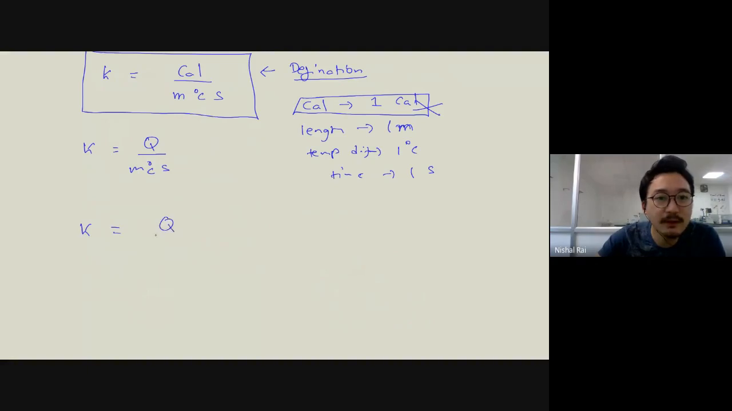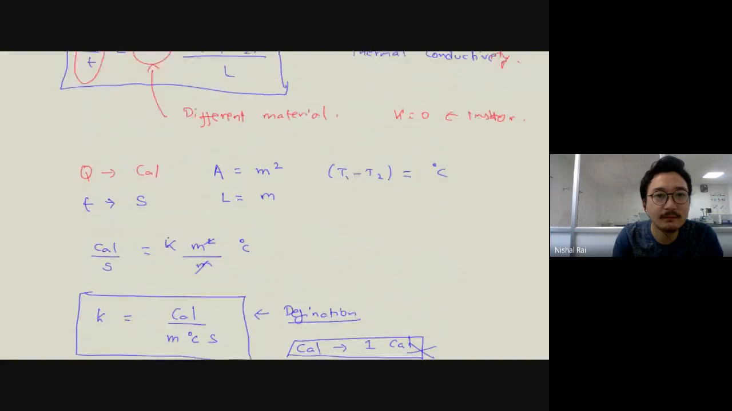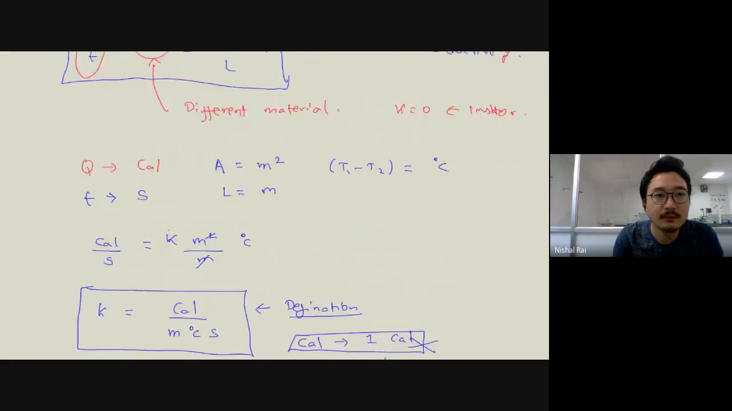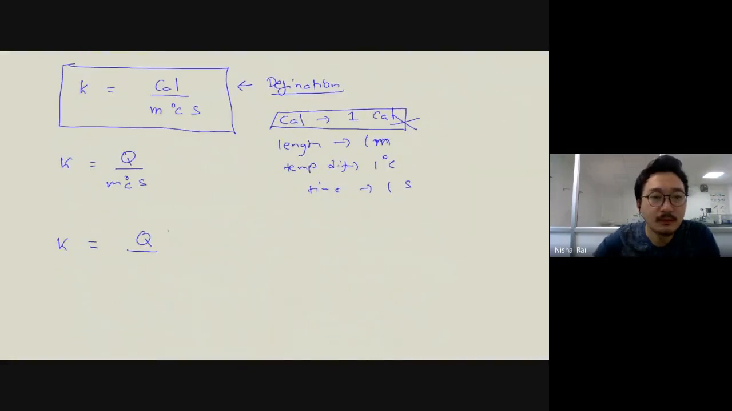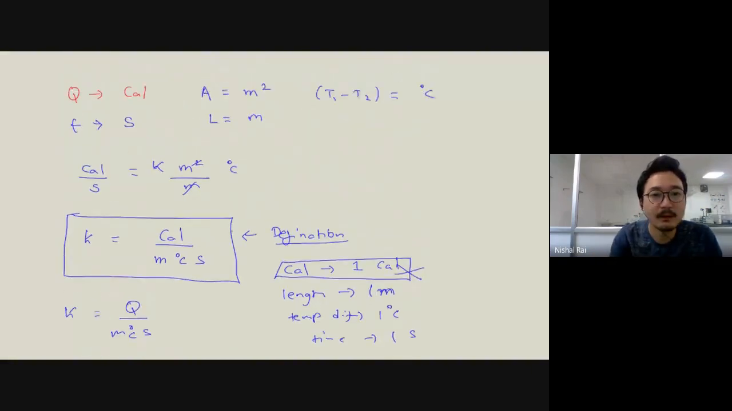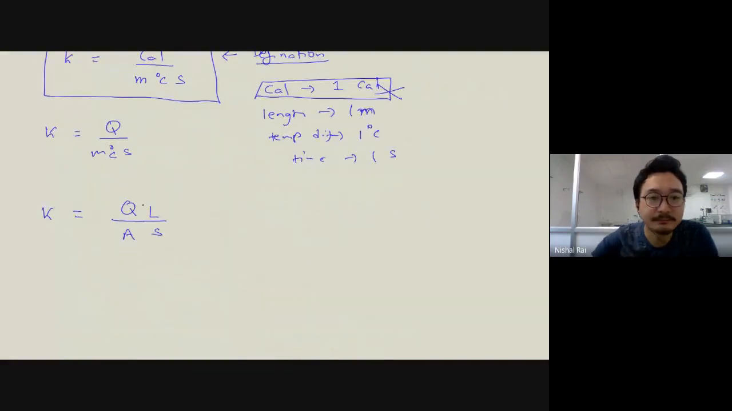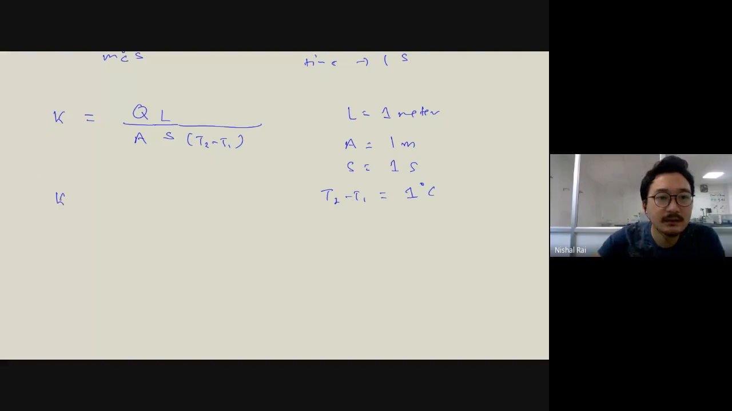K was what? Q by A, L, and after that, what did you have? Time in seconds, and the temperature difference T2 minus T1 was over here with area. Now, if you had a length of 1 meter, area of cross section 1 meter square, time of 1 second, temperature difference of 1 degree Celsius, then you will end up with K equals Q into 1 divided by 1, or basically Q. So thermal conductivity is basically the amount of heat, clear?